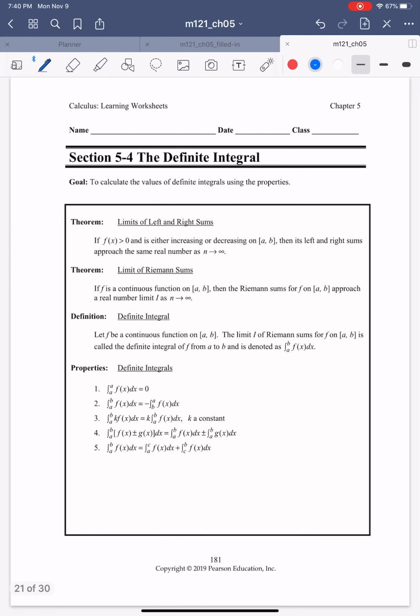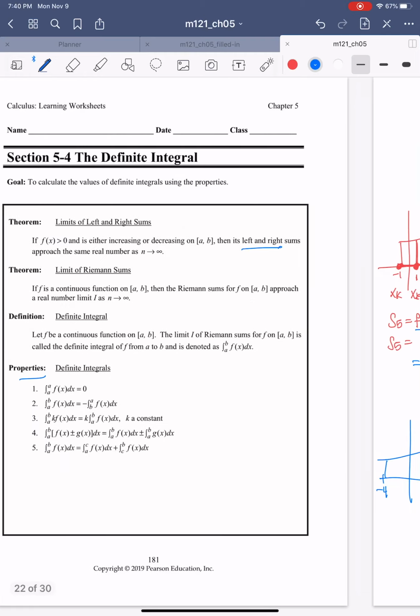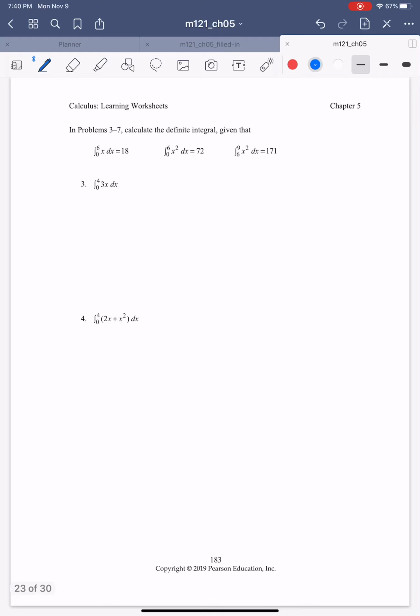So that's the first part right over here, the Riemann sum. We use the Riemann sum to get rectangles and then add them up to approximate the area under the curve. Now remaining one, we are going to apply the properties to calculate the definite integral. So let's take a look at 3, 4.